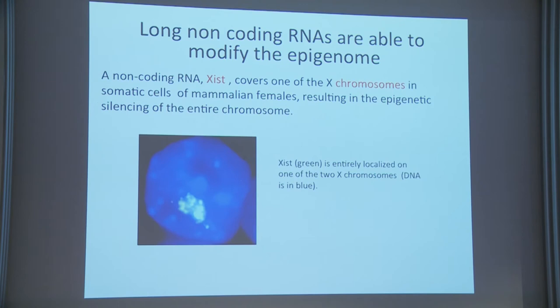It's been known for very long that there is a non-coding RNA, called XIST, which covers one of the X chromosomes in somatic cells of mammalian females, resulting in the epigenetic silencing of that chromosome. You know that you have to have gene dosage on the X chromosome so that male and female have the same level of expression of the genes on the X chromosome. There are different ways in nature to achieve that. In mammalian cells, one of the X chromosomes is inactivated, thanks to this long non-coding RNA, although the precise mechanism is not known.